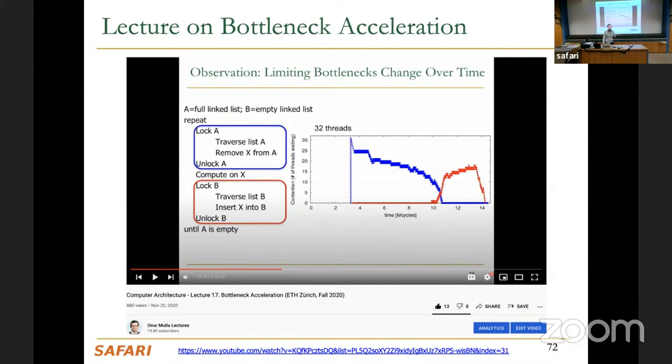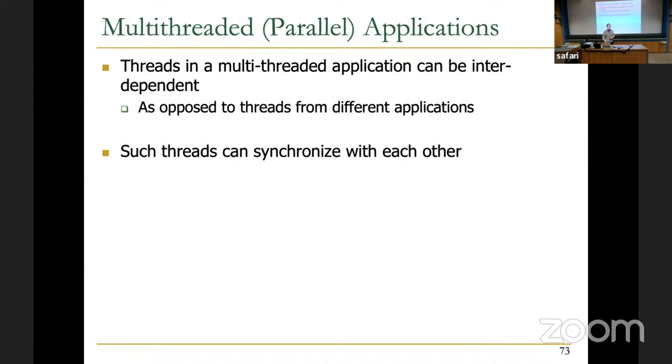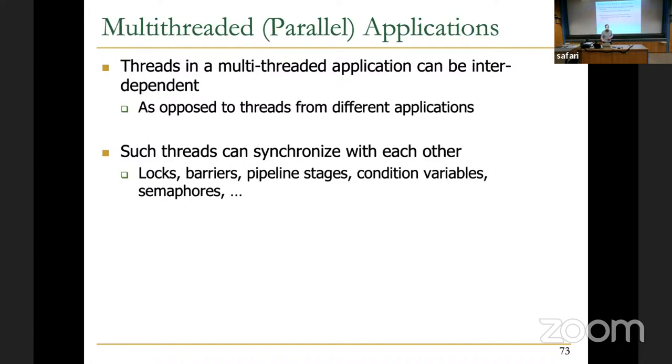We will see. But basically, if you have a multi-threaded application, threads now can be interdependent on each other, as opposed to threads from different applications. So what does this mean? Threads can synchronize with each other, right? You have many synchronization primitives: locks, barriers, pipeline stages, condition variables, semaphores. We're going to see some of these in detail in the bottleneck exploration lecture.